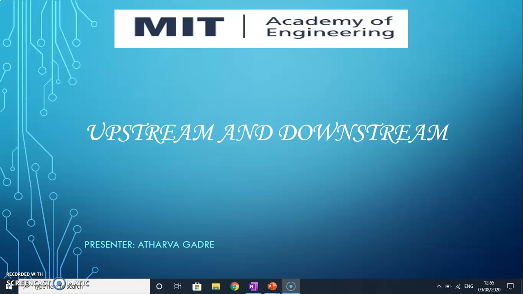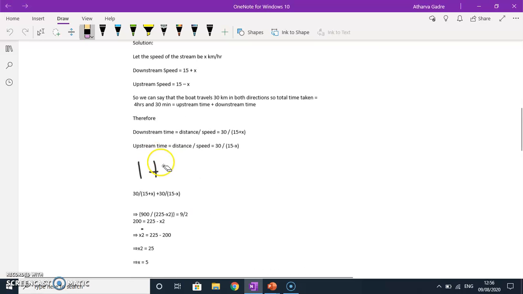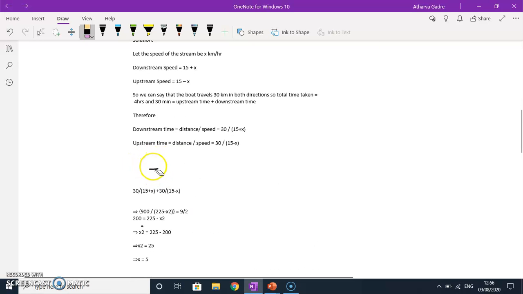Today we are going to see how to solve upstream and downstream questions. Upstream and downstream questions are mostly related to boat and river type questions, so these are also called boat and river questions. So let's solve one example of each. In this, there are two categories: to find distance and time, and another category is to find speed. So we are going to solve one example of each. Let's see the examples.